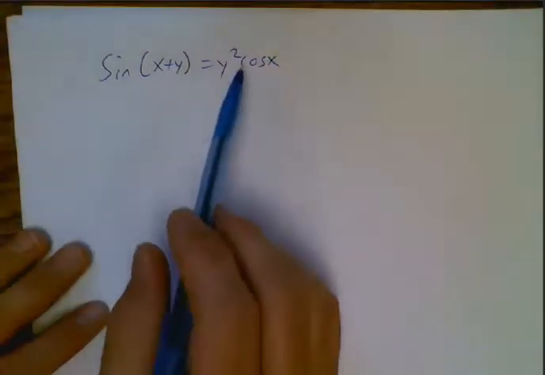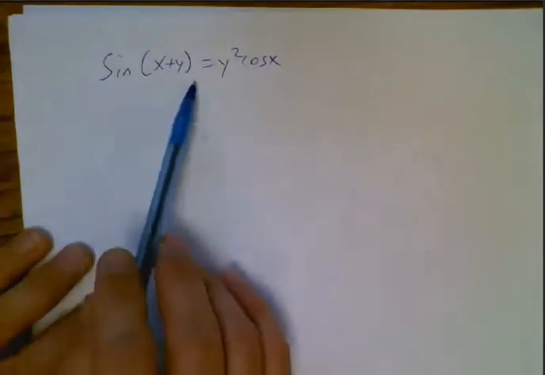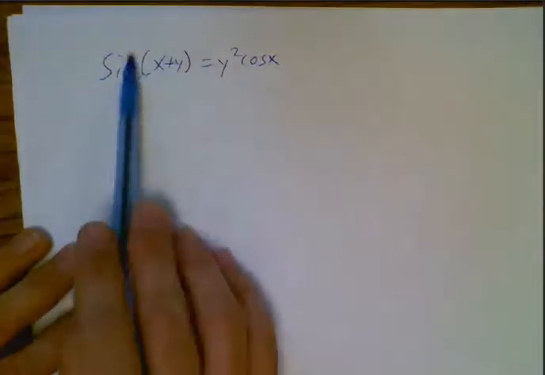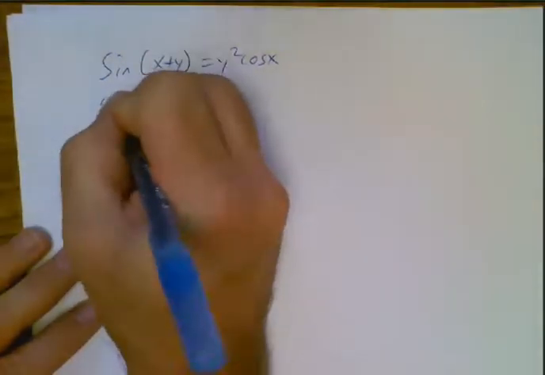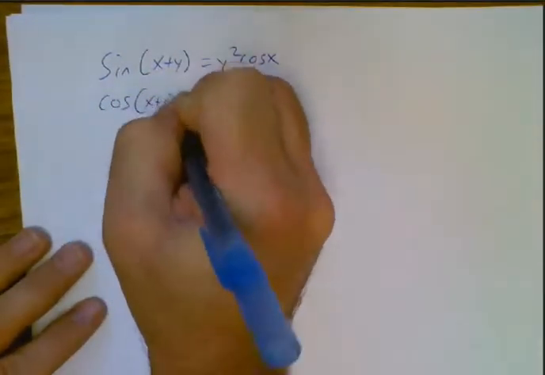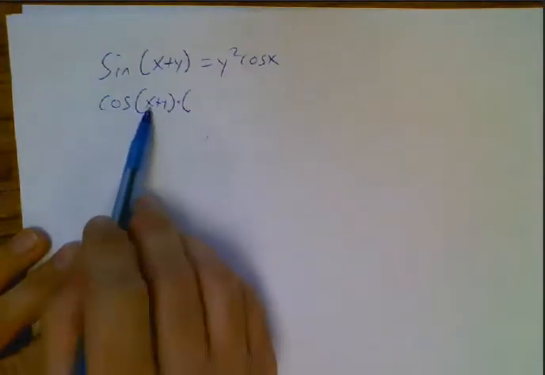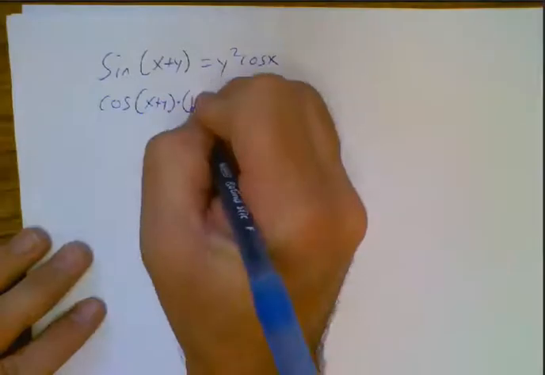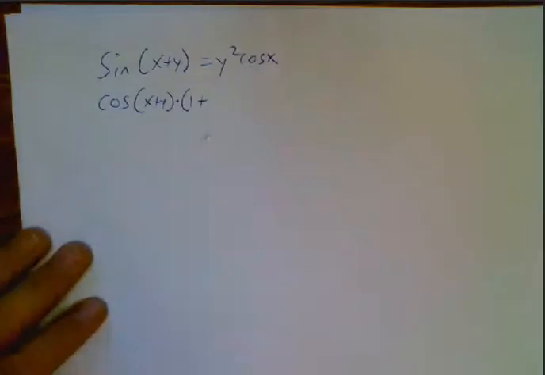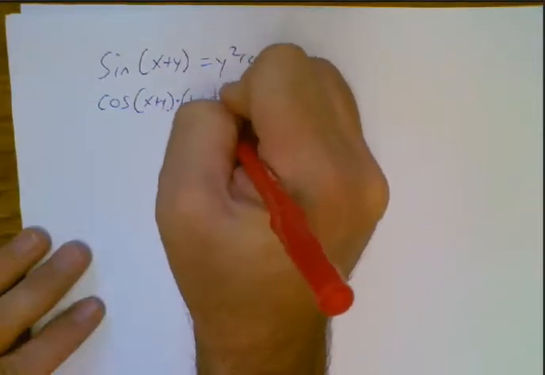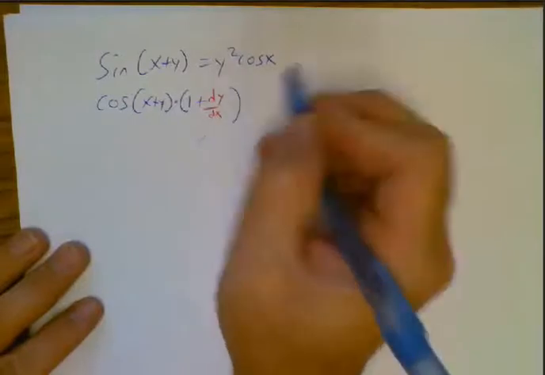So we're just going to do all our rules in conjunction here. I have a sine of this thing, so the derivative is cosine of that thing times the derivative of that thing. The derivative of that thing doesn't require a product rule or anything. It's just the derivative of x plus the derivative of y. The derivative of y, of course, is dy/dx. So there's our first dy/dx.